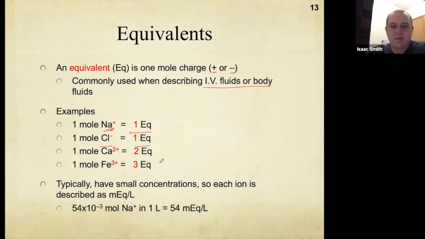So typically the IV fluids that you'll see have very small concentrations. So these units are generally the most common, milliequivalents per liter. So for example, if you had 54 times 10 to the negative third moles of sodium plus in 1 liter of solution, you would have 54 milliequivalents per liter, right?